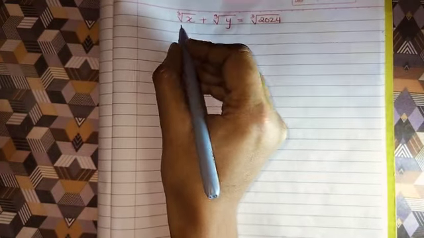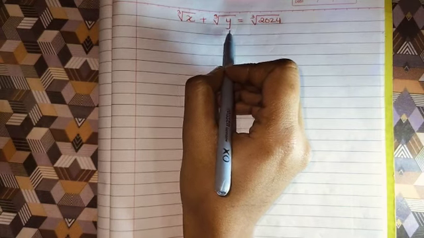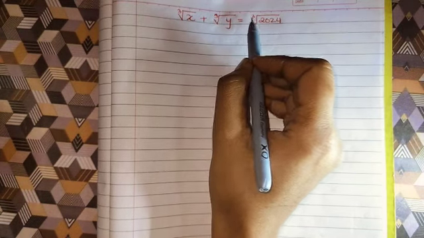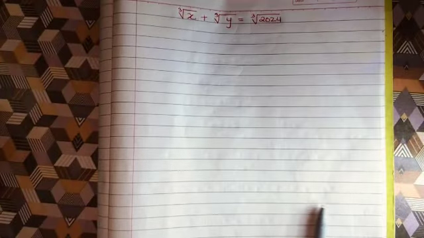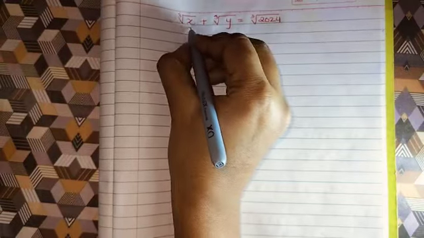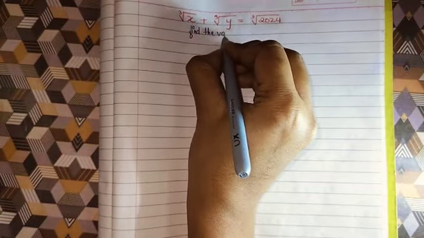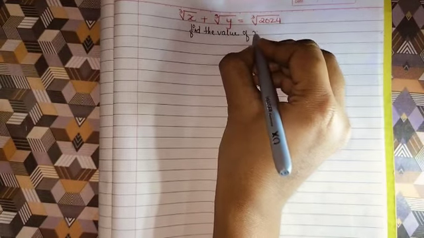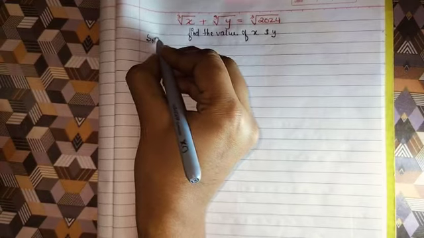Hello friends, today I am here with a new problem sum. Cube root of x plus cube root of y is equal to cube root of 2024. What we need to find is the value of x and y. Fine. So now let's start.